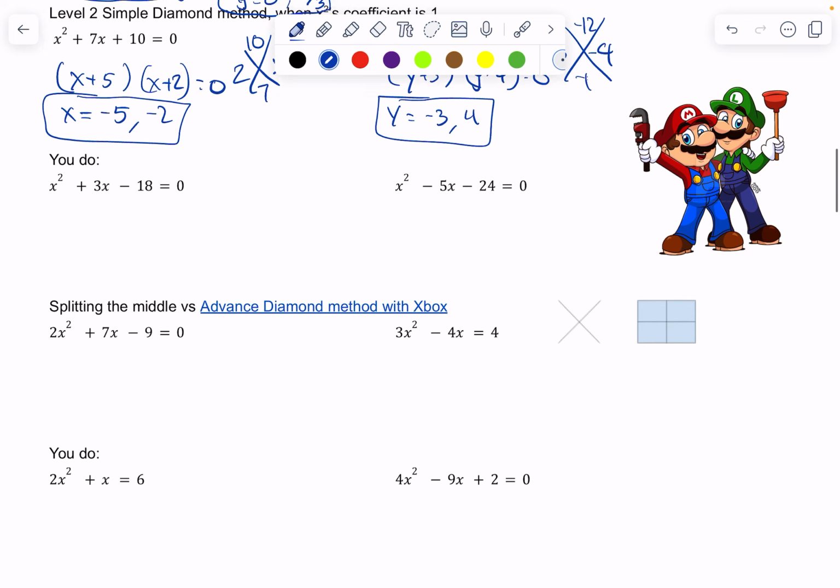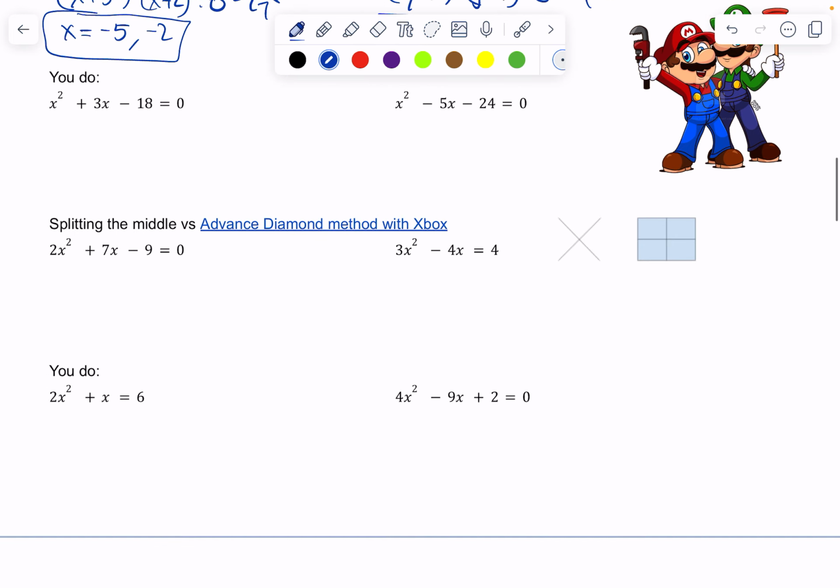You do. That's all you. You can do it. Splitting the middle and the diamond method are both methods solving the same problem. It's when your leading coefficient, the a term, is not 1, then it gets a little more complicated. I'm going to do the splitting in the middle.